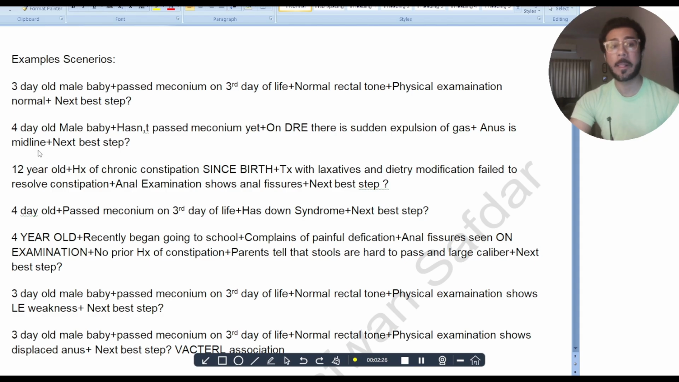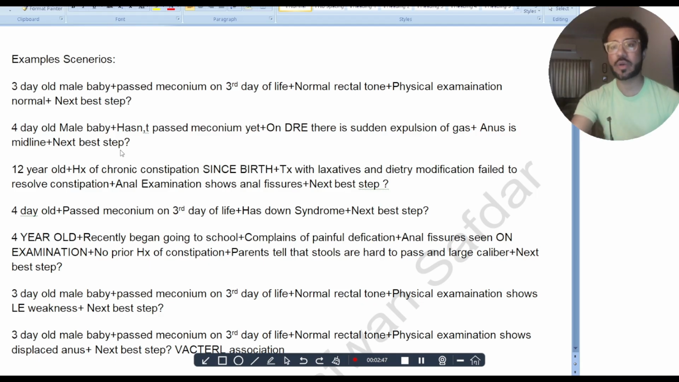Anus is midline. Next best step. So in this case, since there is a squirt sign, they could have also written rectal tone is increased, but they'll usually give you a squirt sign. So that indicates towards Hirschsprung disease. So the next best step should be we will perform a barium enema.